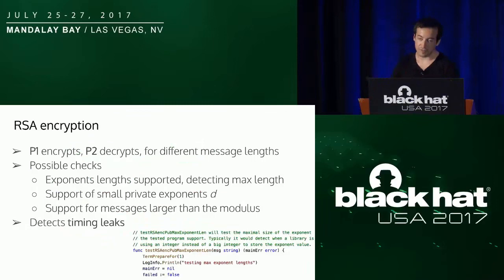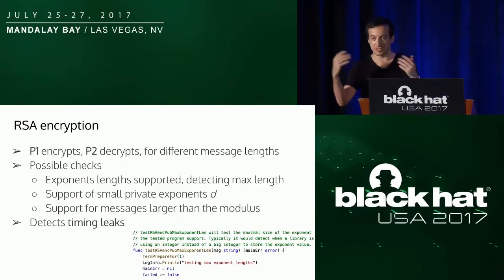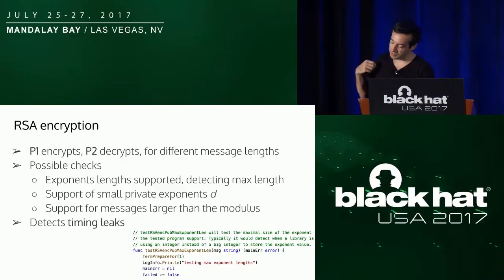Okay. Now for RSA. We've been talking about ECDSA, which is a signature algorithm. RSA encryption will encrypt, obviously. So again, here P1 encrypts and P2 decrypts. We'll try different sizes of messages. In RSA, you can have different sizes of modulus, which is essentially proportional to the size of the message. You raise a number to the power of the public exponent.